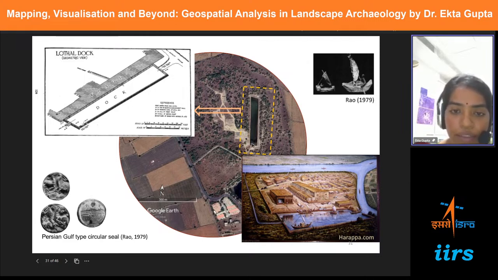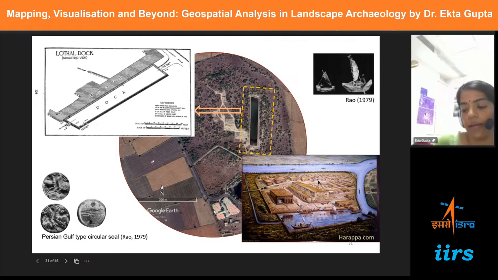This basin structure is of great interest, and some archaeologists believe that it was a dockyard. This structure is a dockyard, and this is the reconstruction based on S.R. Rao's interpretation of Lothal.